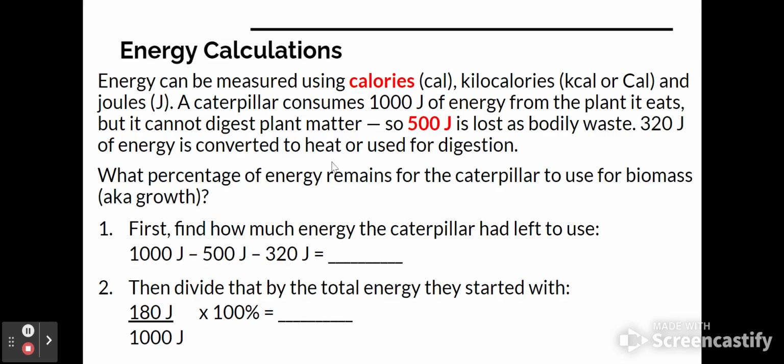So first we want to figure out how much energy they have left to use. We start with 1,000 joules, we lose 500 joules from waste, and 320 joules is used for heat or digestion. Once we subtract those, we get 180 joules. And then we take 180 joules and divide by 1,000 joules, and multiply by 100% to get 18%. So we just convert it into a percent. That tells us that out of the 1,000 joules they had, 180 was used for growth, for building their bodies and getting bigger, which is about 18% of what they eat.